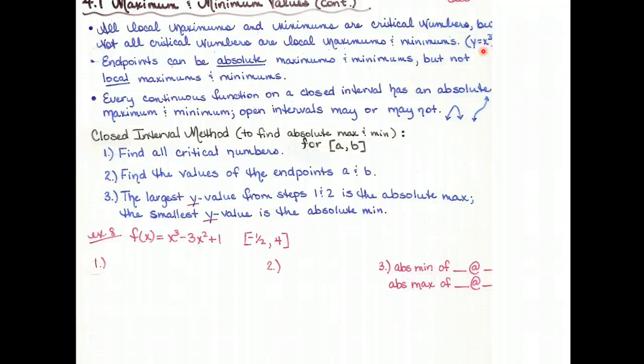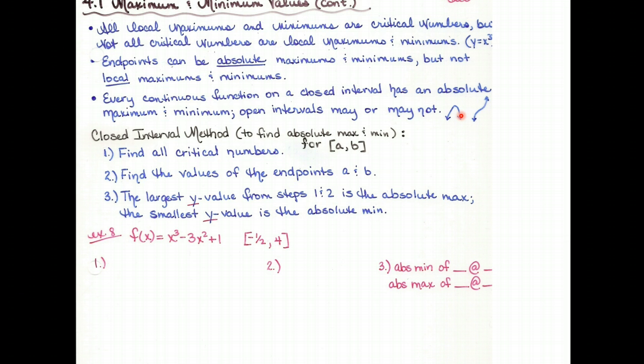Endpoints can be absolute maximums and minimums, but they cannot be local maximums and minimums. Endpoints can be absolute, but they cannot be local. And then every continuous function on a closed interval has an absolute maximum and minimum. Open intervals may or may not. So, for instance, if it's on an open interval where it keeps going infinitely, it would have an absolute maximum but not an absolute minimum. If instead I closed that off and gave it endpoints, then it would have an absolute maximum and an absolute minimum.